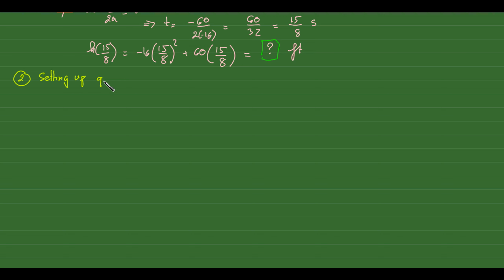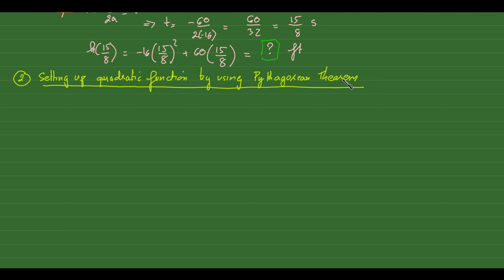Setting up a quadratic function by using the Pythagorean theorem. You remember the Pythagorean theorem is a squared plus b squared equals c squared, right? So the Pythagorean theorem is actually in second degree. If we apply it to set up the equation, then our equation must be in second degree, and if it is in second degree, it's nothing but a quadratic function, right?